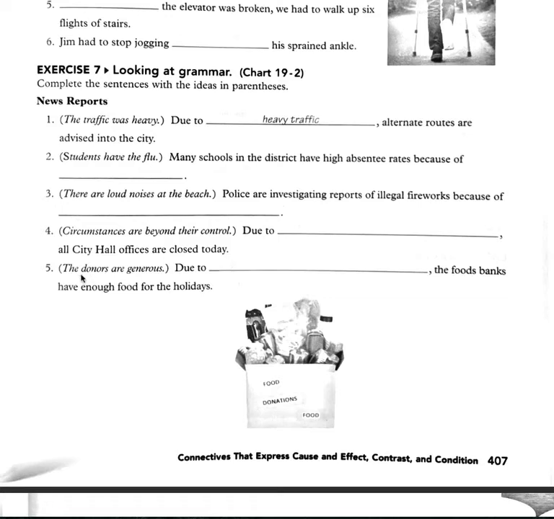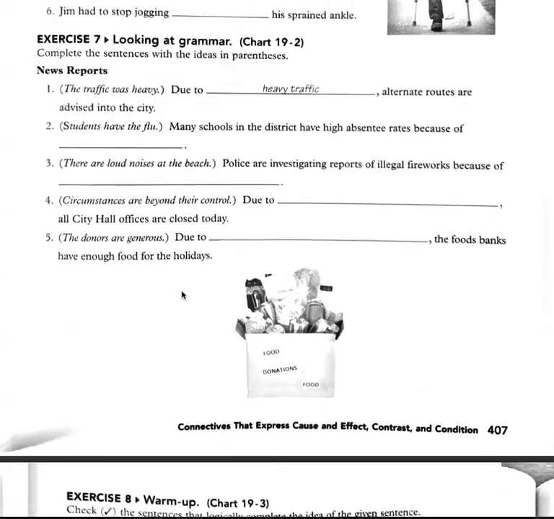And number 5, the donors are generous. So take a noun object. Due to blank, the food banks have enough food for the holidays. Due to generous donors. Generous donors, the food banks have enough food for the holidays.